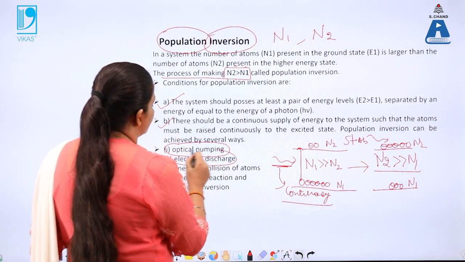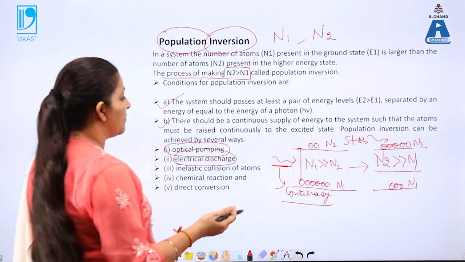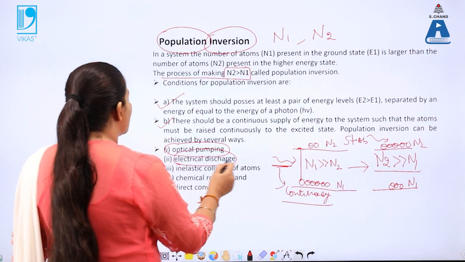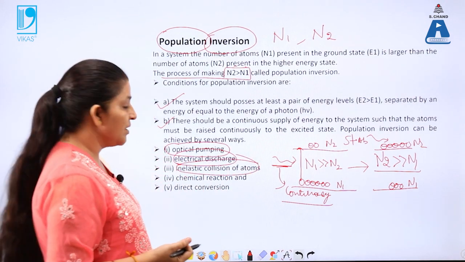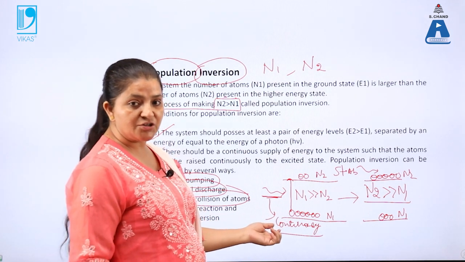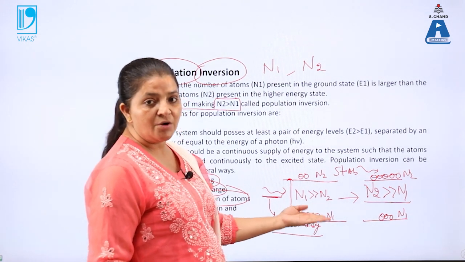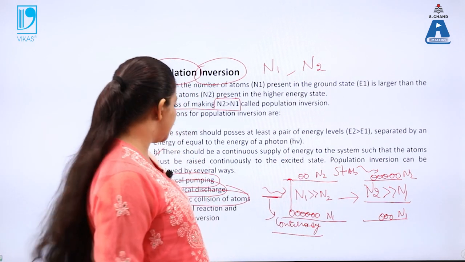The second one is the electric discharge. During electric discharge, the energy that is released makes the atoms jump from the ground to the excited state. Next is the inelastic collisions of the atom. During inelastic collisions, energy is transferred from one atom to another atom, so the atoms jump from the ground state to the excited state.